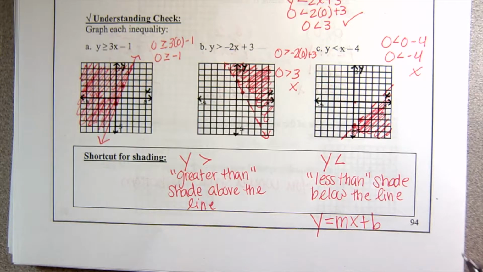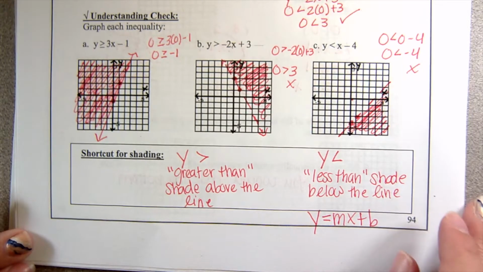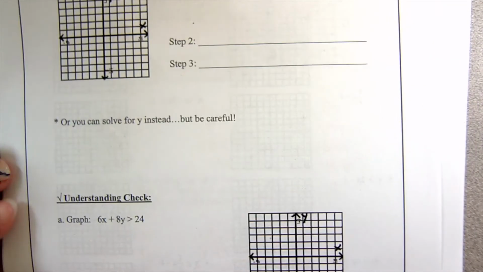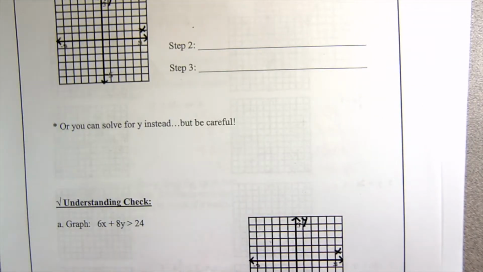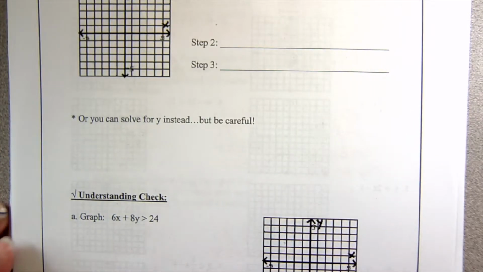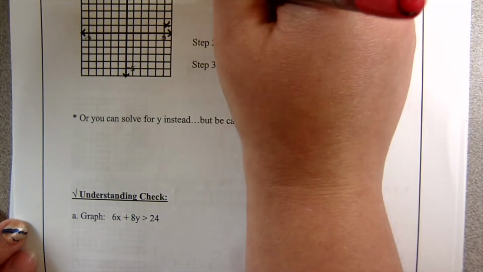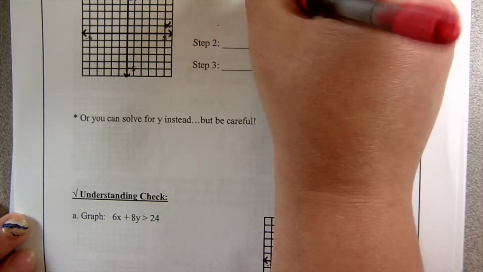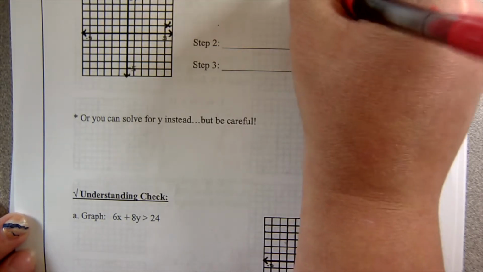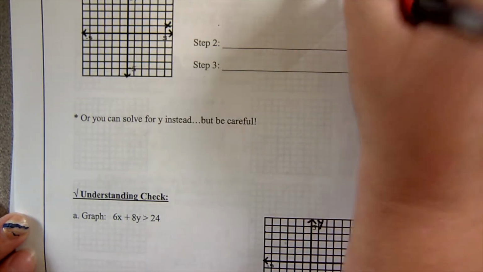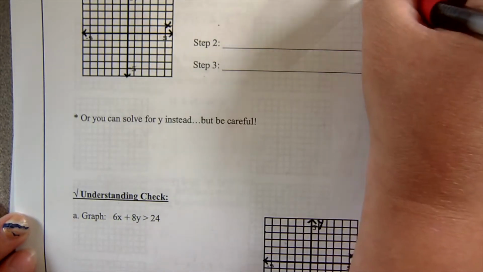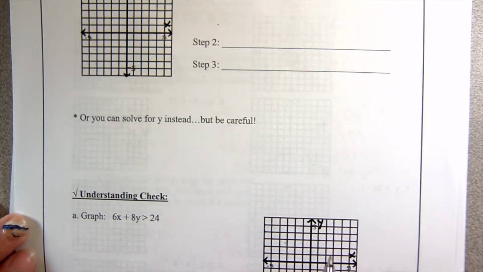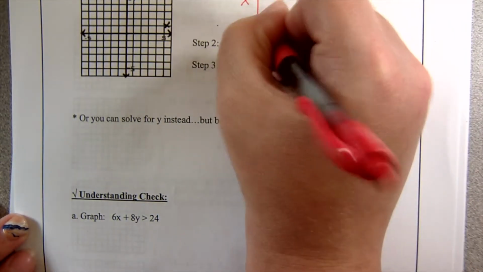this little shortcut works. So when you turn the page and you're in standard form, it's not going to work in standard form. So in standard form, we're going to do the same thing we did to graph the lines when it was in an equation. We are going to find the intercepts using the cover-up method. So that's step 1. Find the intercepts using the cover-up method.